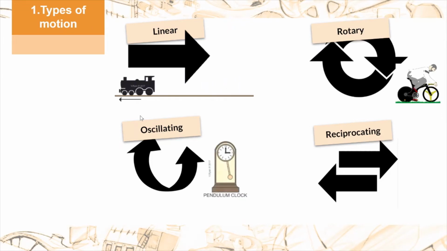A bit more complicated, now we have oscillating motion. Oscillating is a swinging motion, like a swing, but also the pendulum of this clock.